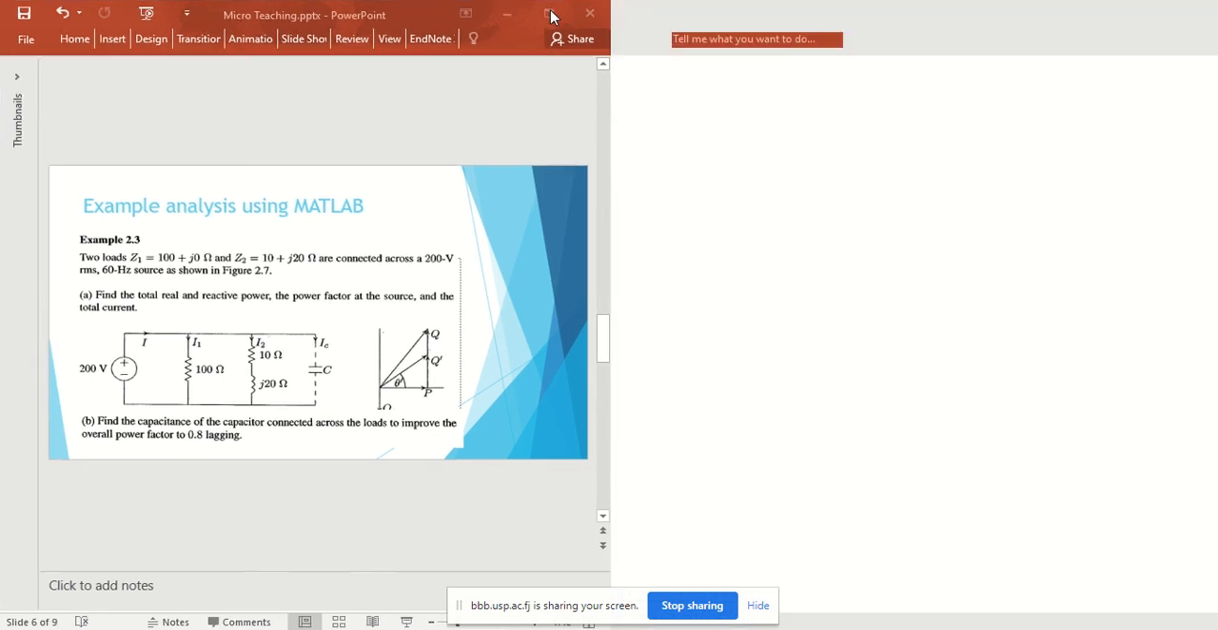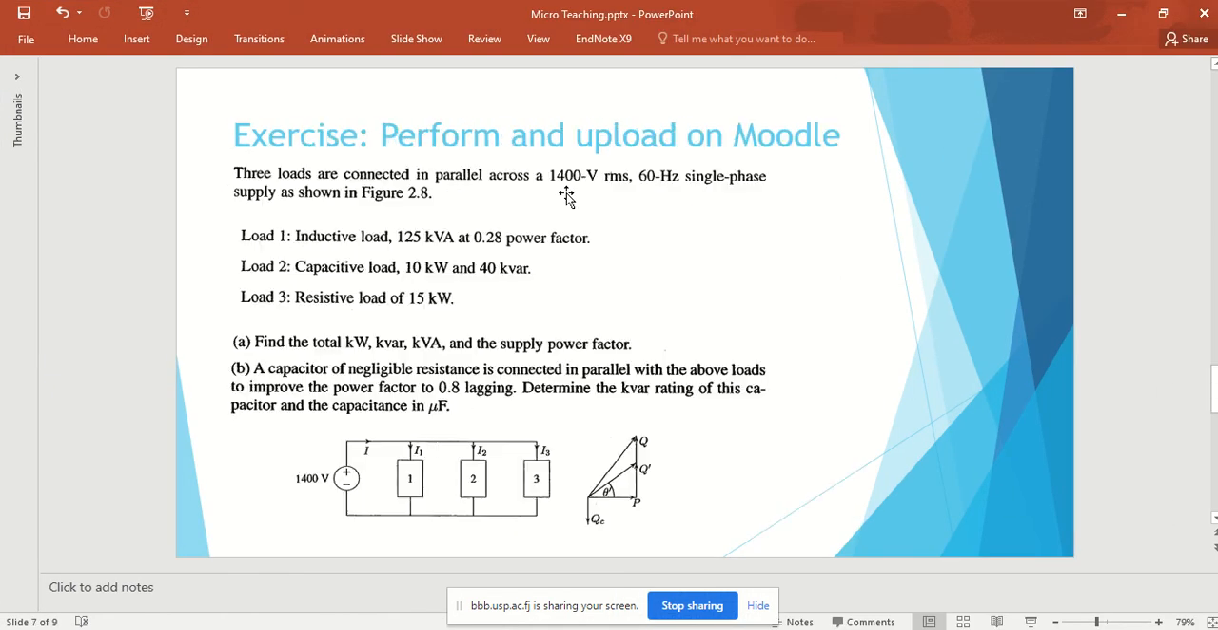Okay. Now let's move on to the exercise. So this is the exercise that you have to do. It's not very different from the example that we have done. It has just a new load, another load. Previously we had two loads, now we have three loads. So you have to do this question. Once you have performed this question by using MATLAB, you'll have to upload the solutions and your MATLAB script to Moodle. Is that clear, everyone? Okay, thank you very much.